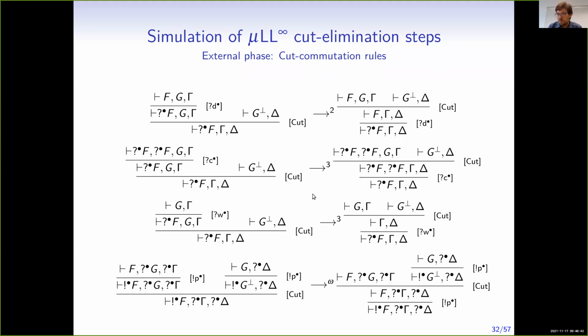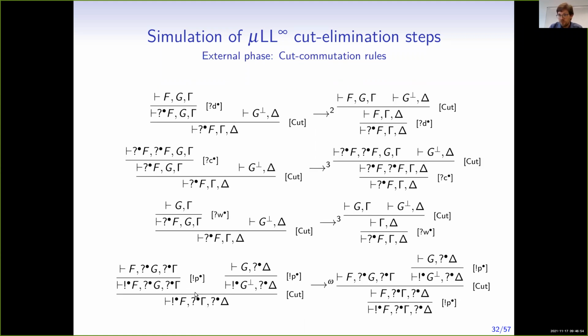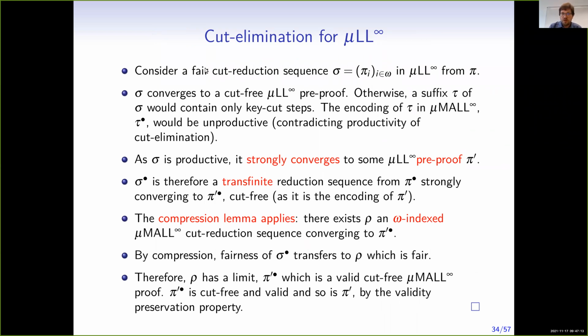So every step of the cut elimination, commutation steps or key steps, can be done with finite reductions, except for the promotion case. And also when you want to encode reduction steps that occur above a promotion, because this corresponds to eliminating a cut in infinitely many copies of the cut. But that won't be an issue to get cut elimination, because we can prove that if we map a fair cut elimination reduction sequence from μLL to μMALL, then we can ensure that it is an omega-indexed sequence.